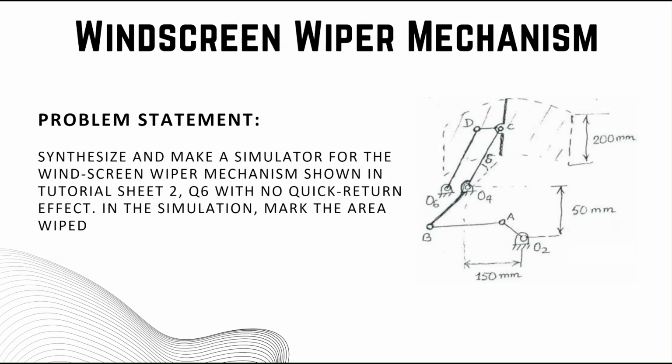The objective of our project is to synthesize and simulate the windscreen wiper mechanism shown in tutorial sheet 2, question 6, ensuring no quick return effect. Our simulation also aims to accurately mark the area wiped by the wiper blade. The schematic provided in the problem outlines the original dimensions and configuration of the mechanism, which forms the foundation for our study. However, as part of the design process, we synthesized and adjusted some of these values to meet operational constraints and ensure the mechanism's functionality.